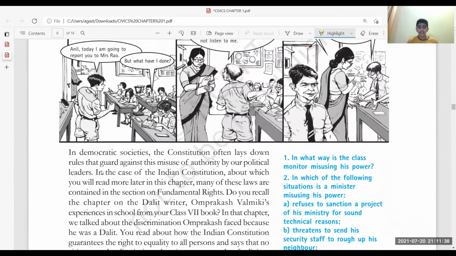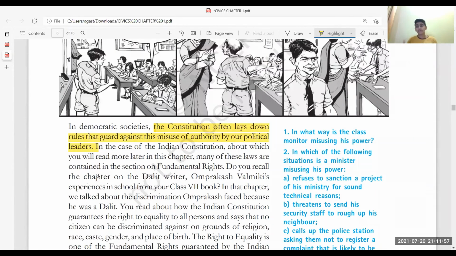So, in democratic societies, the constitution often lays down the rules that guard against the misuse of authority by our political leaders. It means, simple guys, if anyone is misusing their authority, we have something called fundamental rights, which guard us, which help us, which stay with us as long as we're in this world. Especially in a country like India, we have very good fundamental rights which save us from ourselves, and you're going to learn about them in the coming parts.